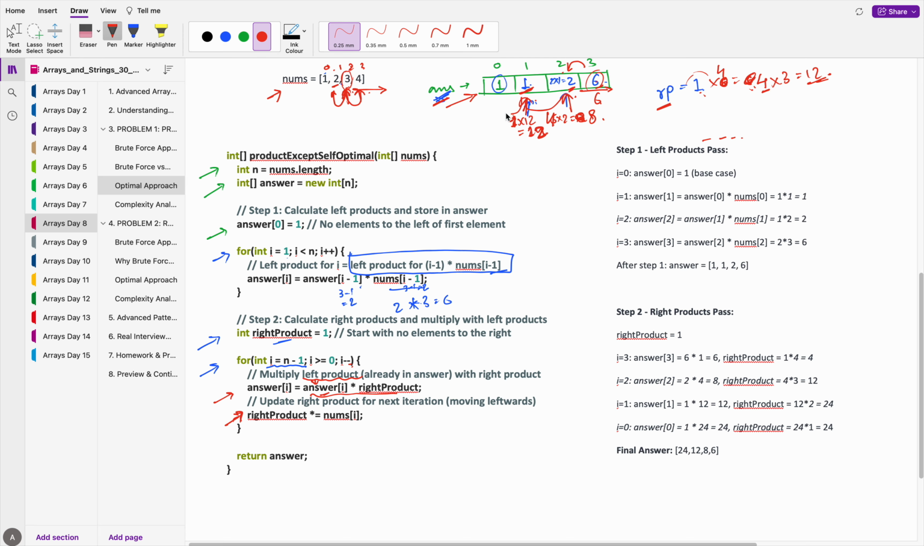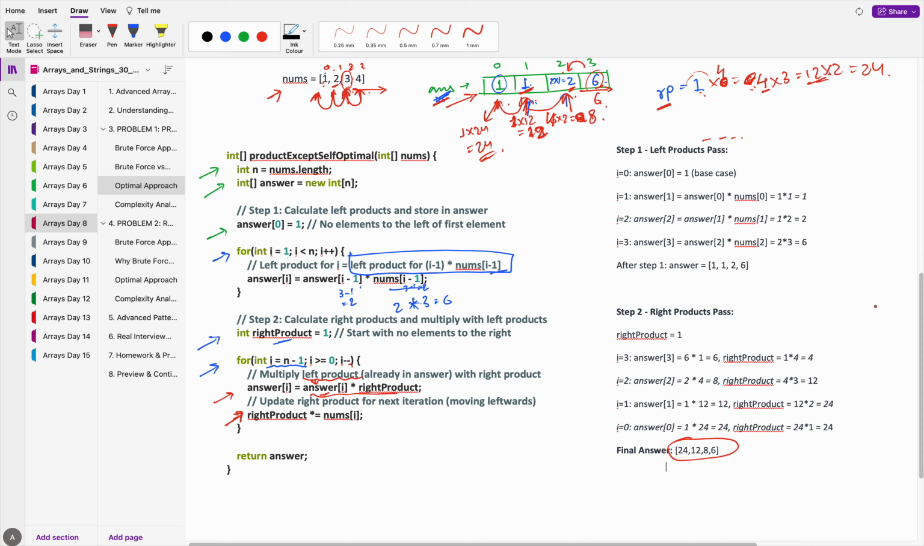But before moving from here to here, क्या करेंगे अभी हम लोग? Again, update our right product variable. So 12 था, here it was 2. So 12 multiplied by 2 will become 24. Correct? Now when we are here, for this 0th index, number is 1, left product is 1, right is 24. So 1 multiplied by 24 will give you 24 only. So now we have what? 24, 12, 8 and 6. है ना? That's what you are getting as the answer.